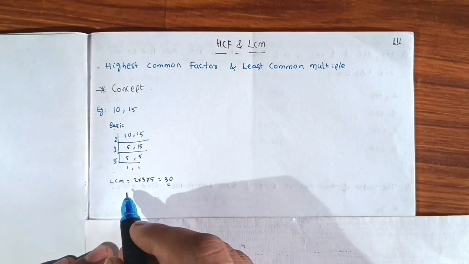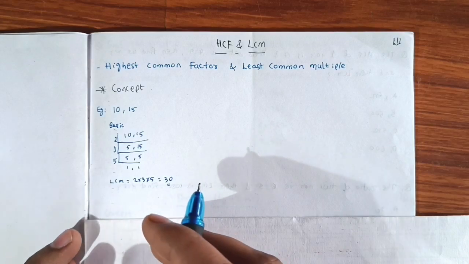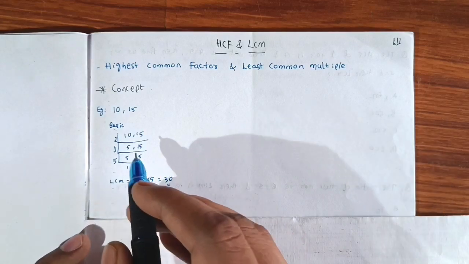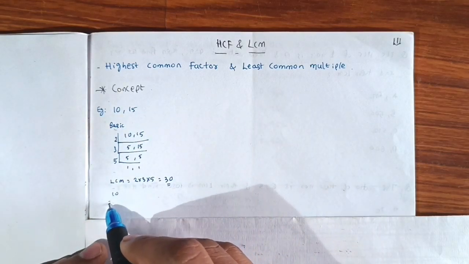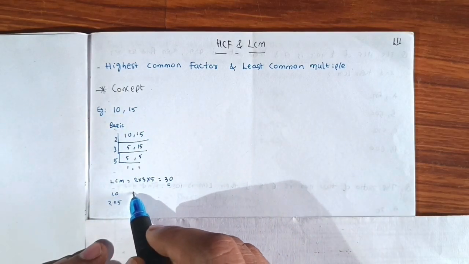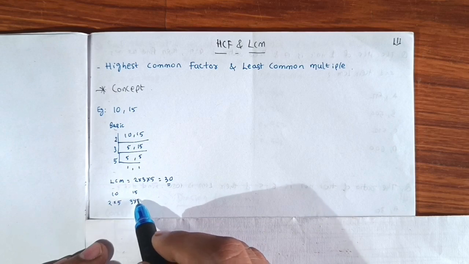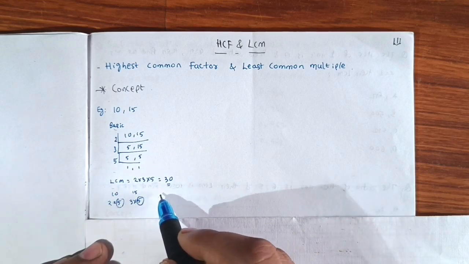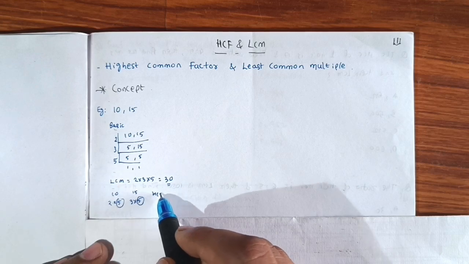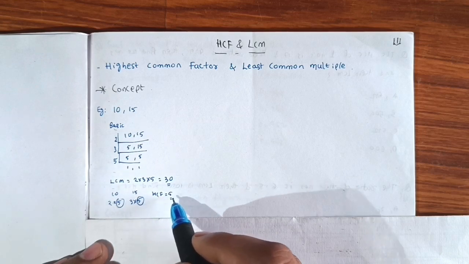Now HCF will be the highest common factor. We can write 10 as 2 into 5, and 15 as 3 into 5. In this, the highest common factor is 5, so the HCF of these numbers is 5.